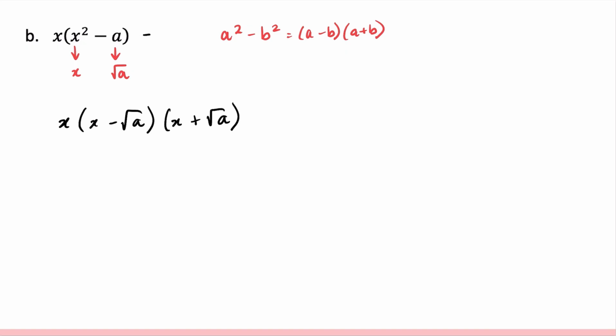Now, this question really should have it equal 0 because we're trying to solve. So now that we've got it in factorized form, I can go ahead and use the null factor law. So that's x equals 0, x equals root a, and x equals negative root a. And that will be the solution to this one.